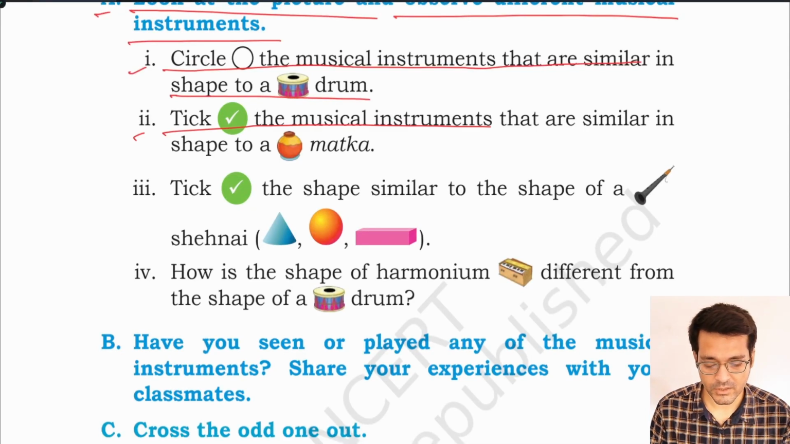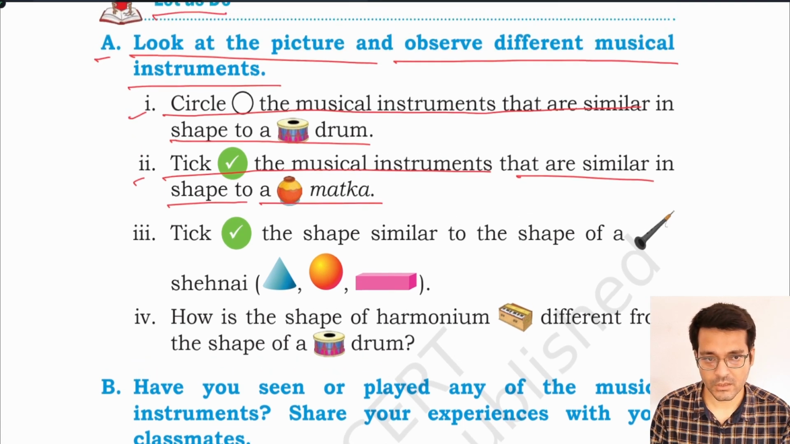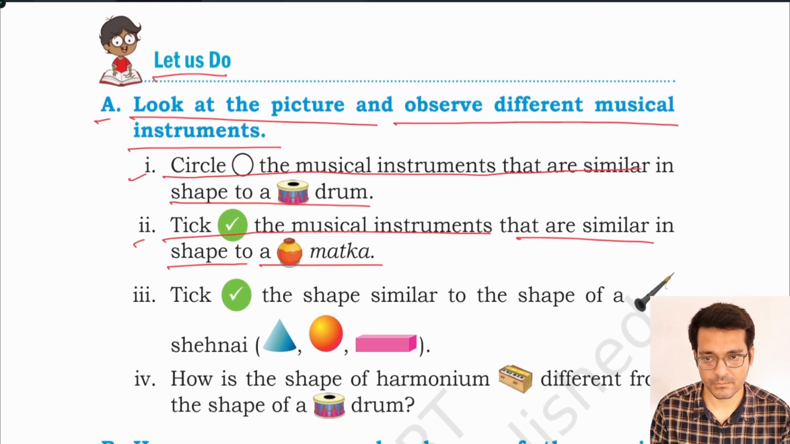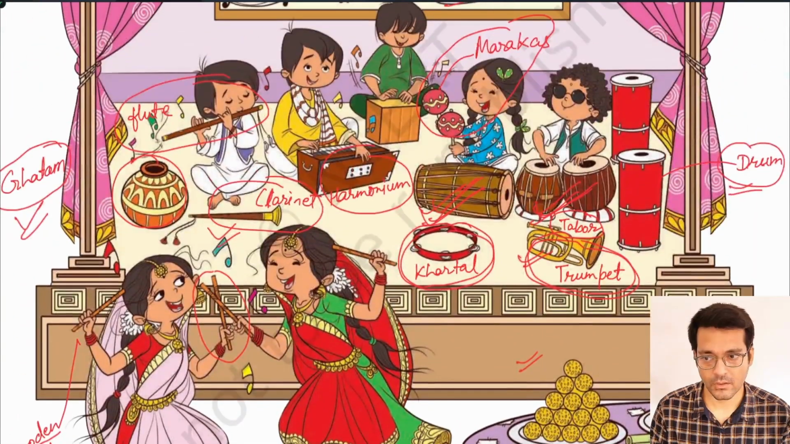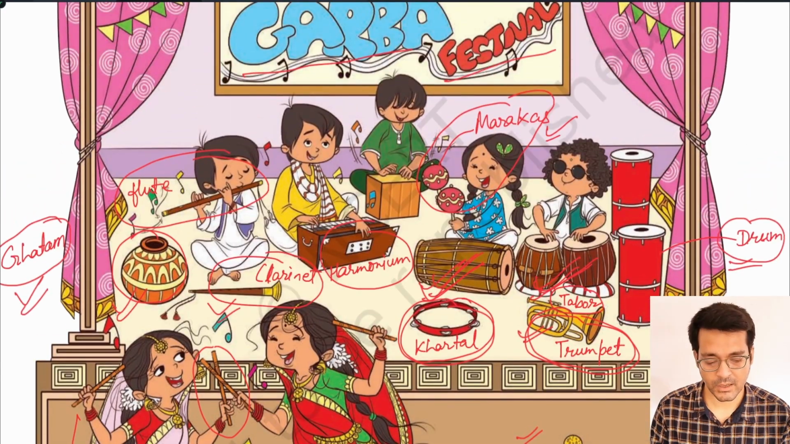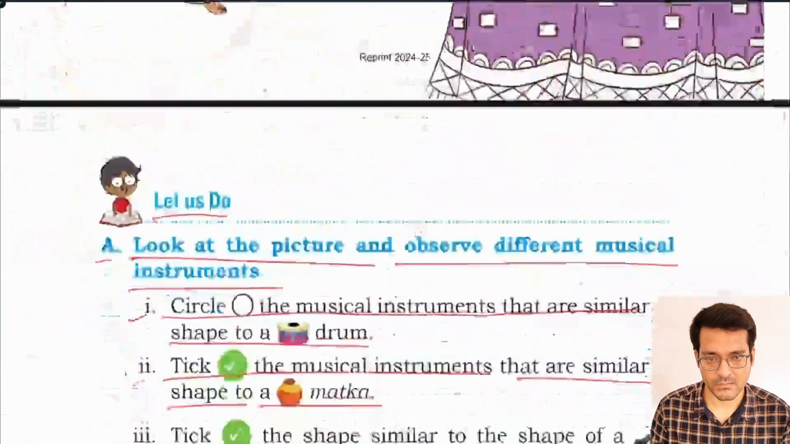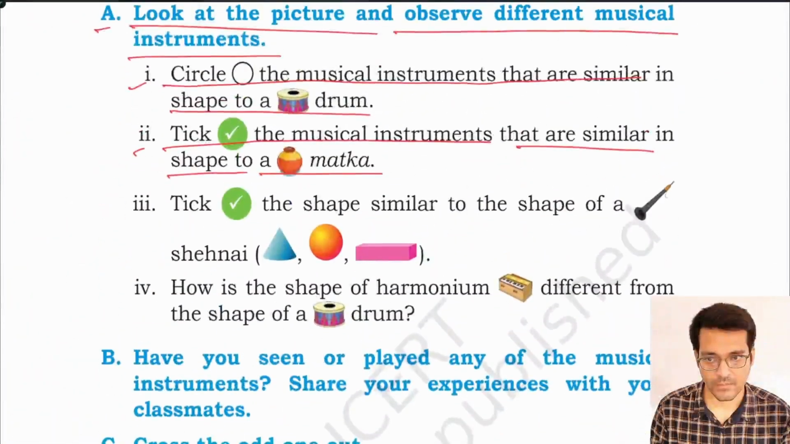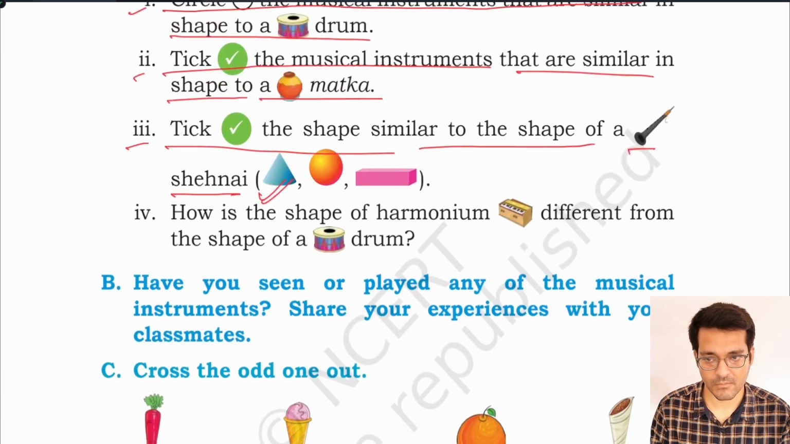2. Tick the musical instrument that is similar in shape to a matka. You may circle or tick the ghatam, or you may tick the maracas that is present in the girl's hands. Third, tick the shape similar to the shape of sahnai or clarinet. This is the shape similar to the sahnai.